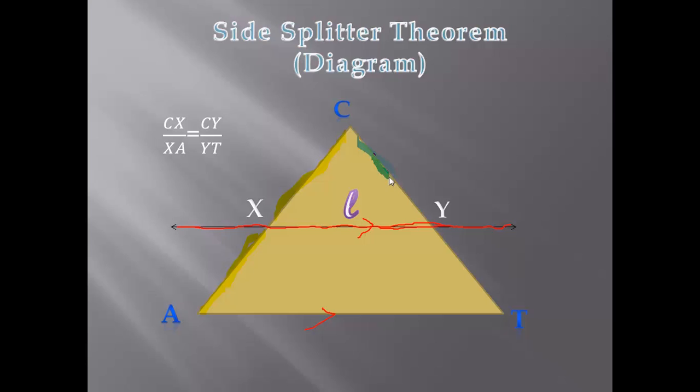and CY and YT are also split proportionally. So CT and CA are split proportionally into these two, these four actually, two for each side. So what this creates is basically triangle CXY, which is in total going to be similar to the whole triangle.